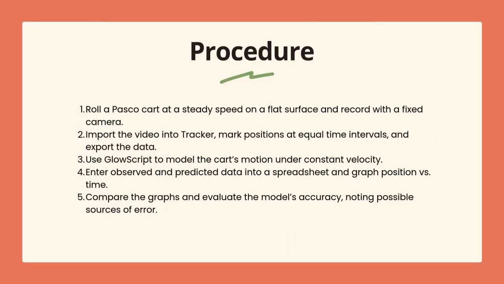For the procedure, I used a Pascal cart and rolled it down a flat surface and recorded with a stationary camera. I then used Tracker to mark its positions and graph its position behavior. I then used GlowScript to model the cart's motion under constant velocity. Then I entered the observed and predicted data into a spreadsheet and graphed a position versus time graph, including both of them. And then I compared the graphs and evaluated the model's accuracy, noting possible sources of error.